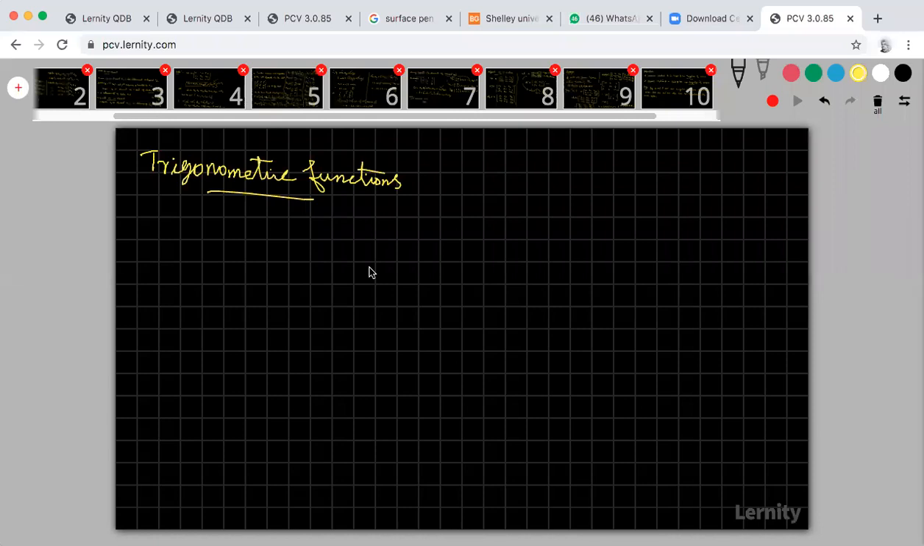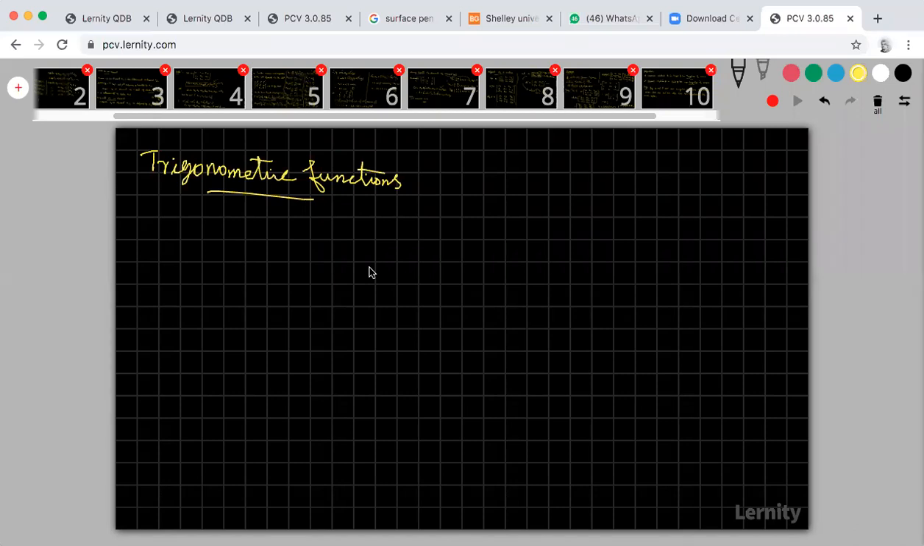In our previous class we discussed the introduction of trigonometric functions, that is, the angle, how to define an angle, and what the measures of an angle are. Many measures exist, but we mainly used only two: radian measure and degree measure. How to measure the degree measure of an angle, and how to measure the radian measure.